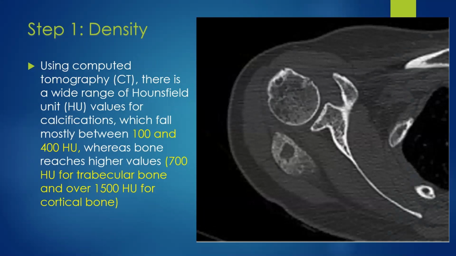Step one, the density of the calcification. Using computed tomography, there is a wide range of Hounsfield unit values for calcification, which fall mostly between 100 and 400 Hounsfield units, whereas bone reaches much higher values, 700 for trabecular bone and over 1,500 for cortical bone. And looking at this transverse CT image of the shoulder, you can see a large calcification here posterior to the joint.